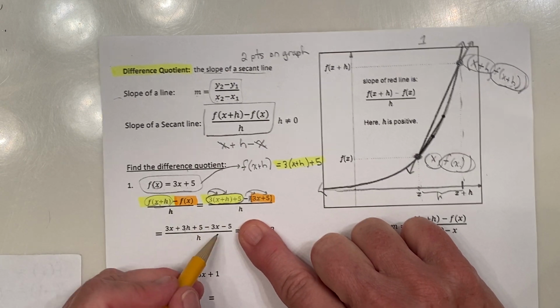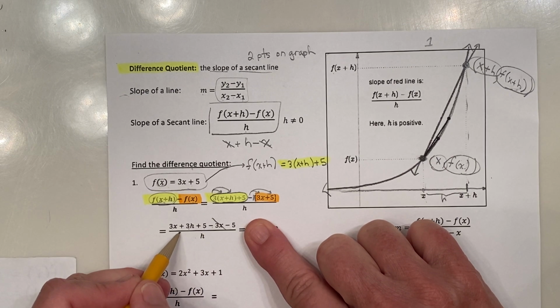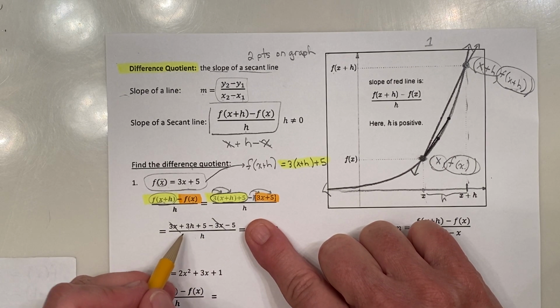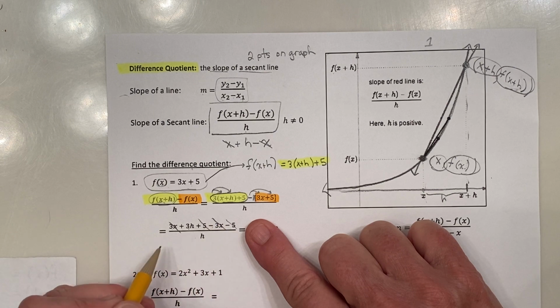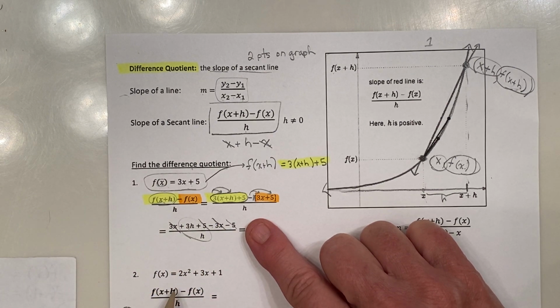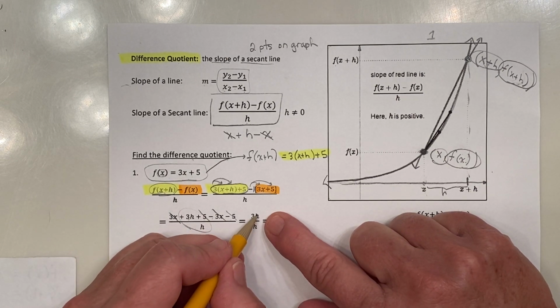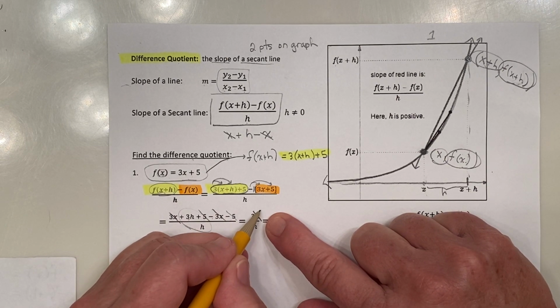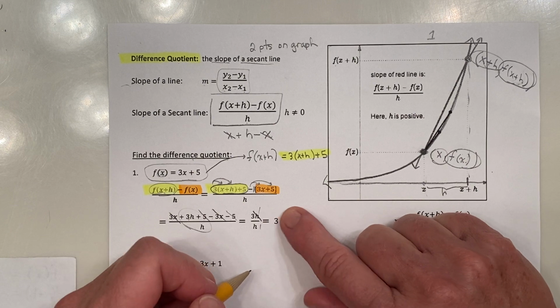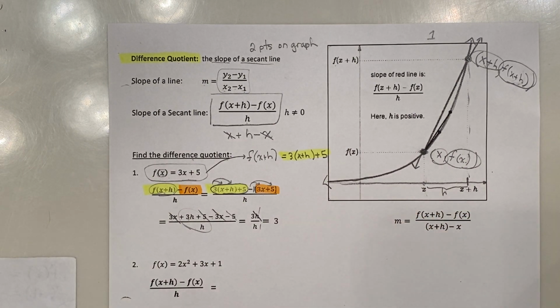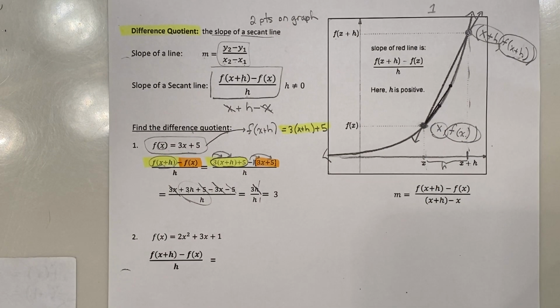Okay, well, what happens next? Well, if we did everything right, things should cancel. These terms will cancel, the 5's will cancel, and we're actually just left with 3h over h. Algebraically, if we're dividing, we can divide out that common factor of h here, and our final answer is going to be 3. There's a lot going on there.